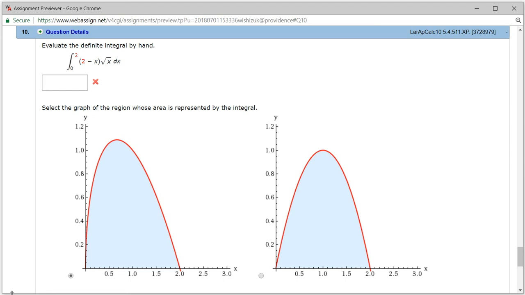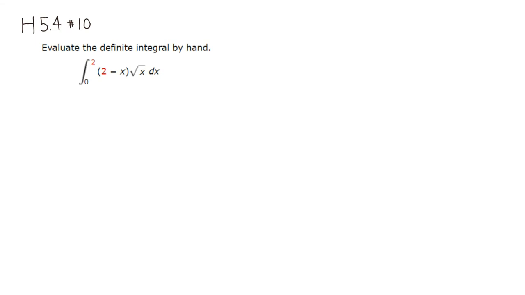Alright, let's look at homework 5.4, problem number 10. Let's evaluate this definite integral. First thing I would do is distribute the square root of x to both terms. So it's going to look like this.